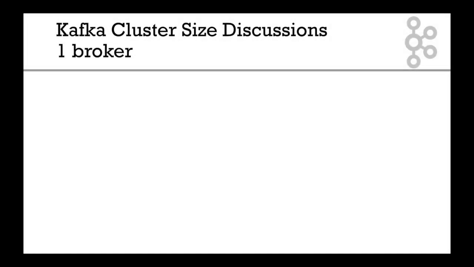So now you're wondering, how big of a cluster should I have? How many brokers should I have? We talked about Zookeeper, how many Zookeeper, and the answer was 3 or 5. For Kafka, let's talk about size. Let's talk about what's going on, okay?